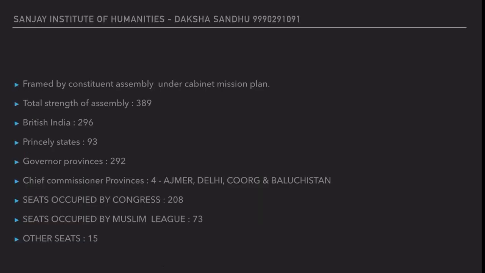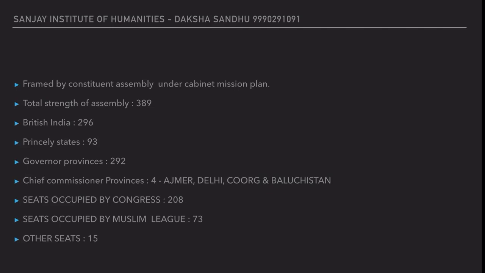So, the Constitution of India was framed by the Constituent Assembly set up in 1946 under the Cabinet Mission Plan. I have already added the previous video on the Cabinet Mission Plan; you all can have a look there. Under this plan, the total strength of the Constituent Assembly was to be 389, out of which 296 were to represent British India and 93 were to represent princely states.